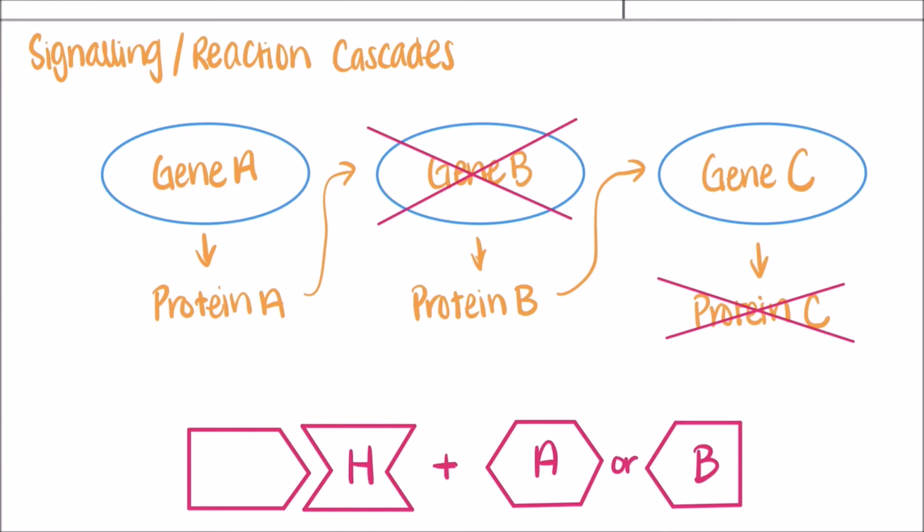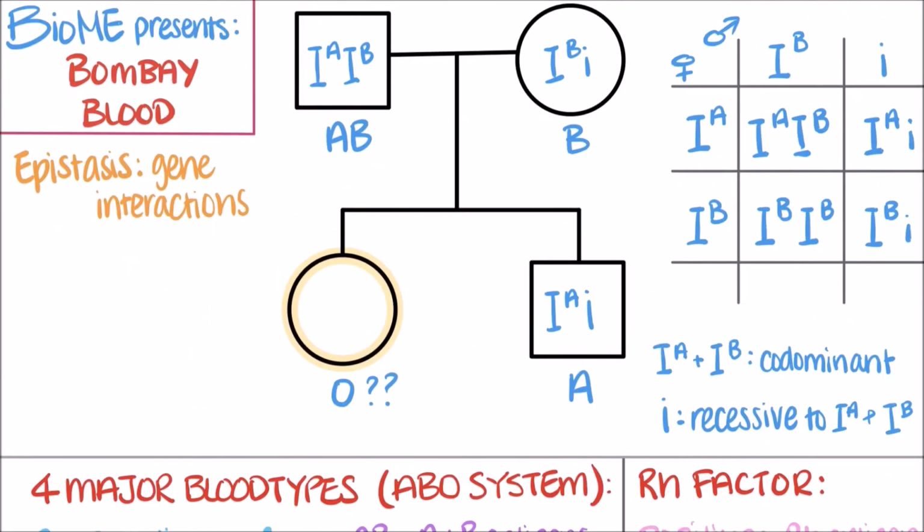Therefore, if you happen to not have the H antigen, you won't be able to express the A or B phenotype, even though you have inherited the trait genetically. Again, the gene that codes for the H antigen and the gene that codes for the A and B antigens are on different chromosomes. And this is exactly what happens to people with Bombay blood.